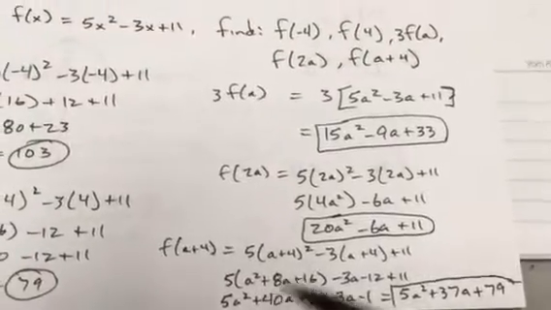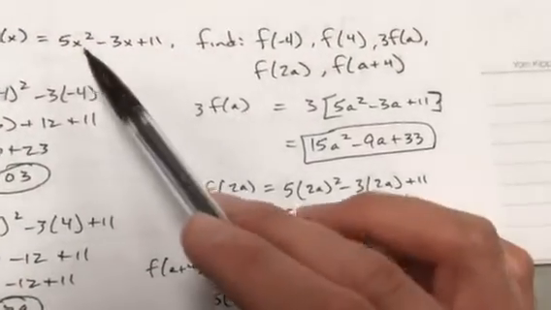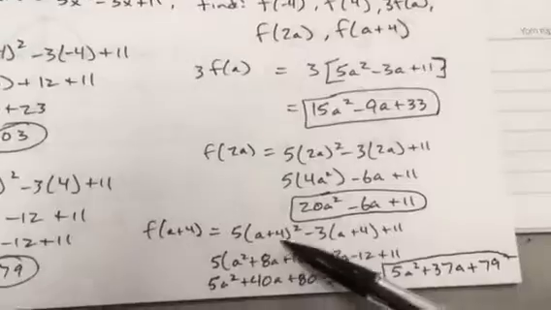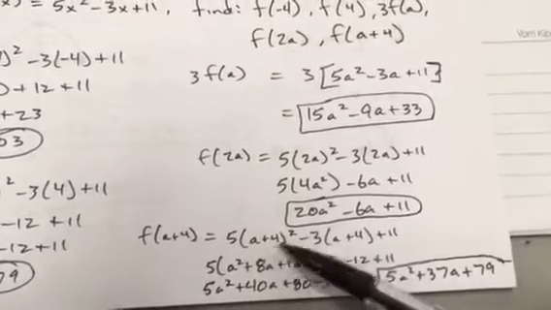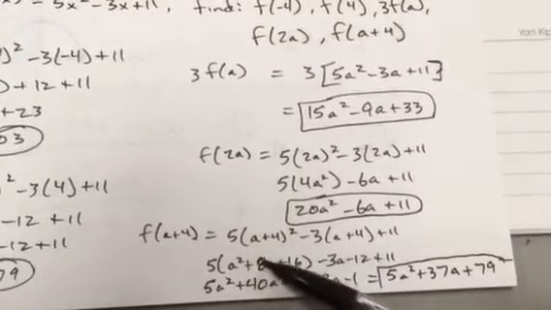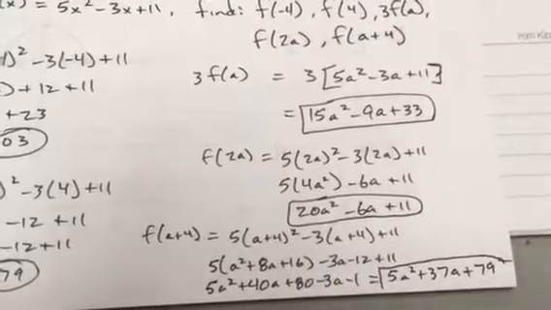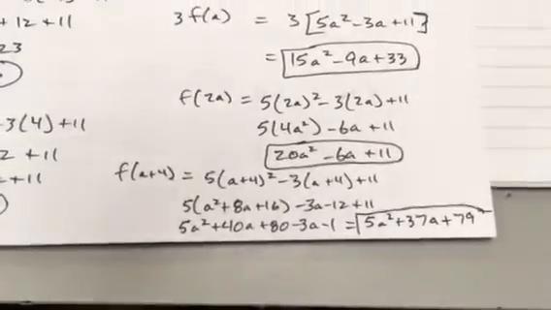F of a plus 4 takes a little bit of work. We'll plug a plus 4 in there and there, so I've got to square it first. Always square the first term, double the inner product, keep the same sign, square the second term, all right? That is how it simplifies.